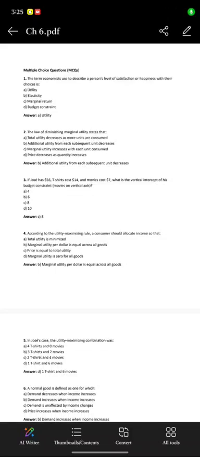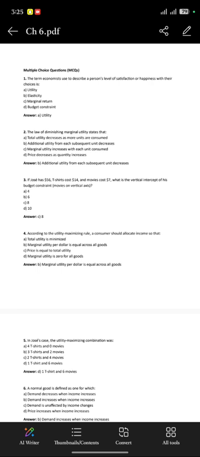MCQs number 1. The term economists use to describe a person's level of satisfaction or happiness with their consumption is... The answer is option A, utility. The law of diminishing marginal utility states that... The answer is option number B. Additional utility from each subsequent unit decreases.